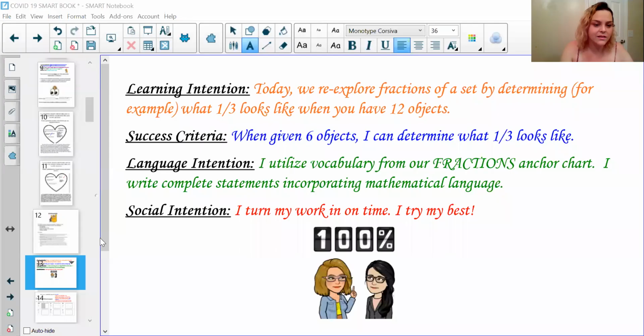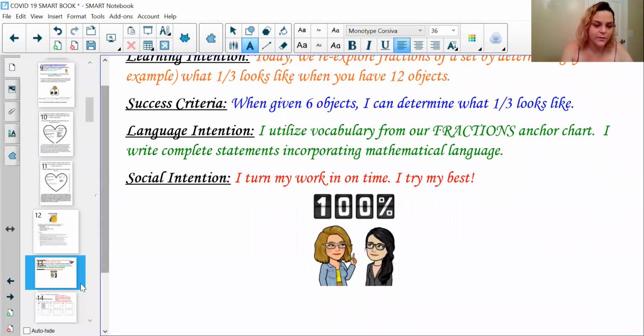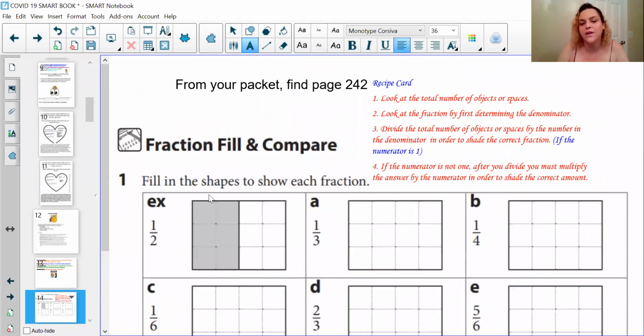I'm going to ask you to pause the video in a second because I need you to go find your packet and open it up to page 242, where it says fraction, fill, and compare. In addition to needing your packet, you're also going to need a math notebook or some type of notebook to write in and a pen or pencil. So go do that. All right, you're back.